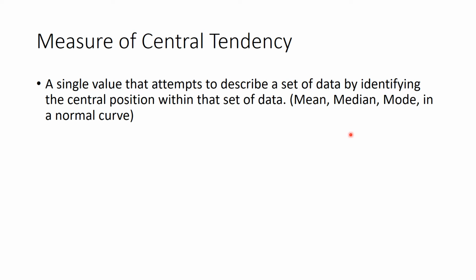Now, I just told you that mode is a measure of central tendency, so just as a review, if you forgot what a measure of central tendency was or you didn't know, a measure of central tendency is a single value that attempts to describe a set of data by identifying the central position within that set of data. So not only is mode a measure of central tendency, but mean and median are also measures of central tendency. They're all single values that attempt to describe a set of data.